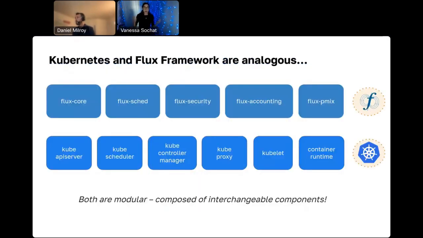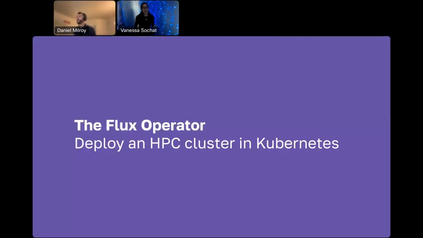And as I mentioned, if you look at the design of these two projects, this was something we realized years ago, they are analogous because they're both composed of interchangeable components. We can take a component from Flux and build something in Kubernetes. We can even move Kubernetes and have it interact with Flux, and we're going to be showing you that a little bit later. So let's talk about some of these projects that kind of bring together Kubernetes and Flux. The first is the Flux operator.